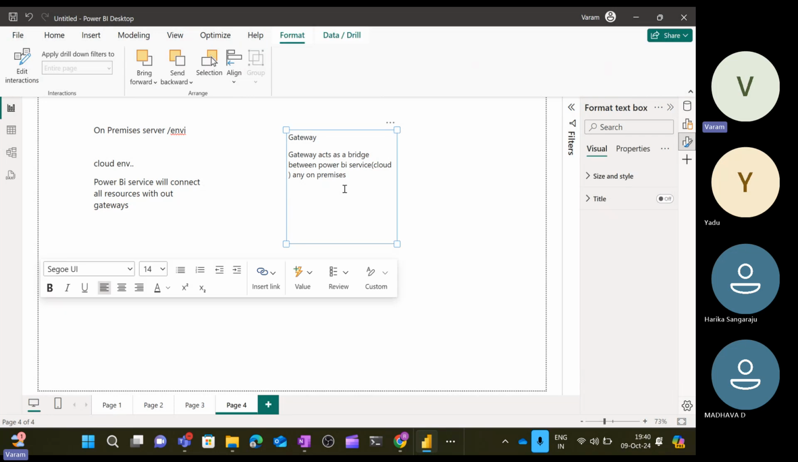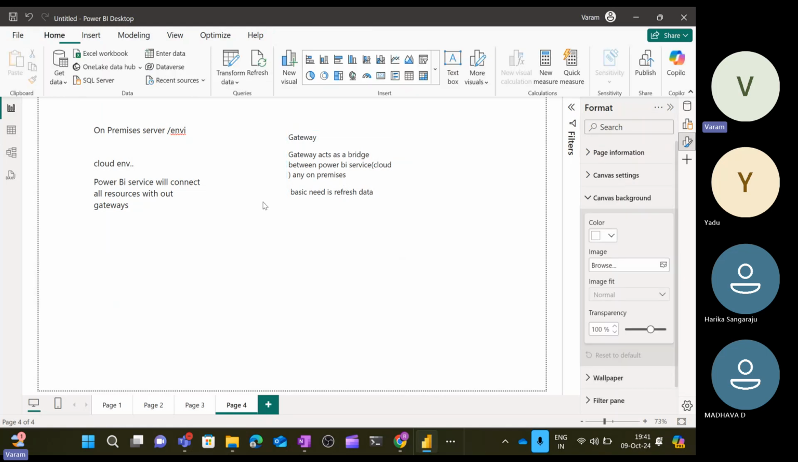So a gateway is basically to refresh the data. The basic need is to refresh the data, not to connect the data, guys. It's like I have my own Power BI Desktop, and I have all the connectors in my Power BI Desktop. When I push this to the Power BI service, there are no connectors allowed in the Power BI service. So for that, you need a gateway to refresh the data regularly.